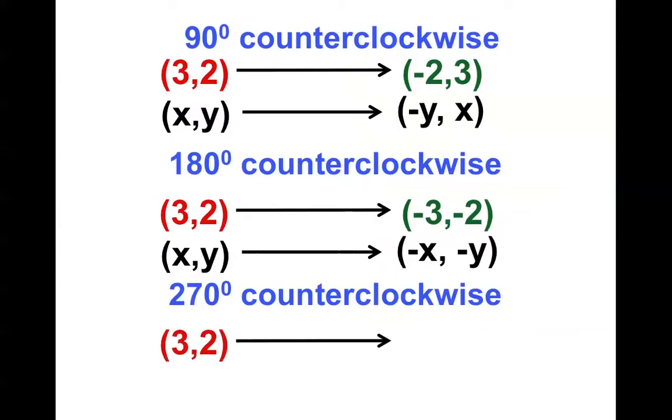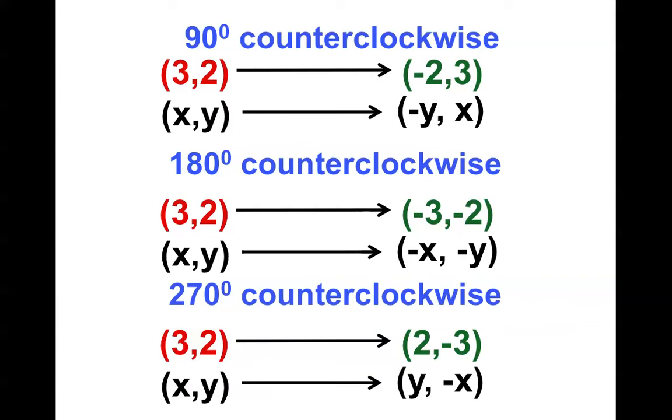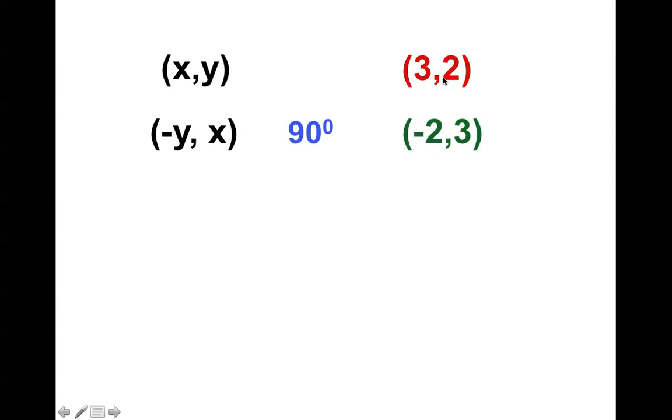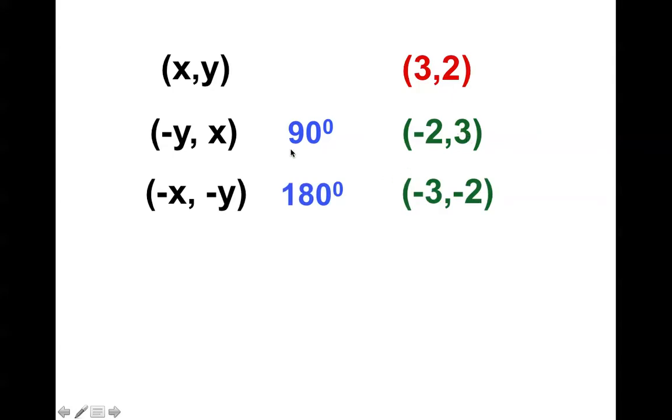Let's see the pattern. We started at (3, 2), we ended up at (2, -3). We started at (x, y), we ended up at (y, -x). When I look at it like this, I sometimes don't recognize the pattern that I should be seeing. So let's take a look. I started out at (x, y), which was (3, 2). At 90 degrees, the y became my x and it became negative, and the x became my y but stayed the exact same number. Notice (-2, 3). When I went to 180 degrees, do you notice the pattern?